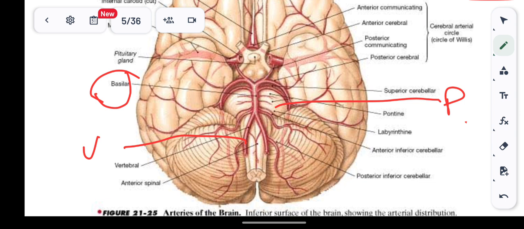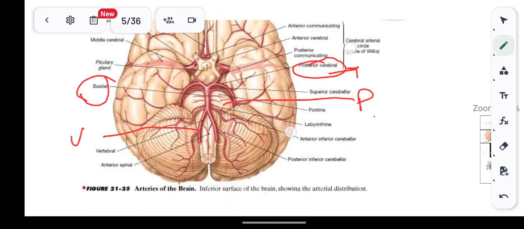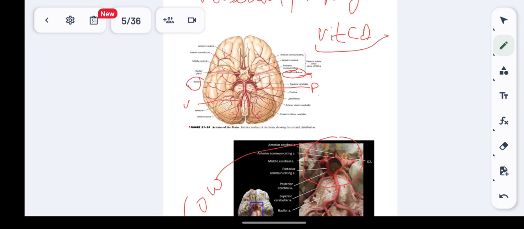And this branch, we can see, is the posterior cerebral artery. Why posterior? Because it is posterior to the cerebral, and this is involved in midbrain syndromes. So we can understand by this diagram which artery is involved in which part of the syndrome.